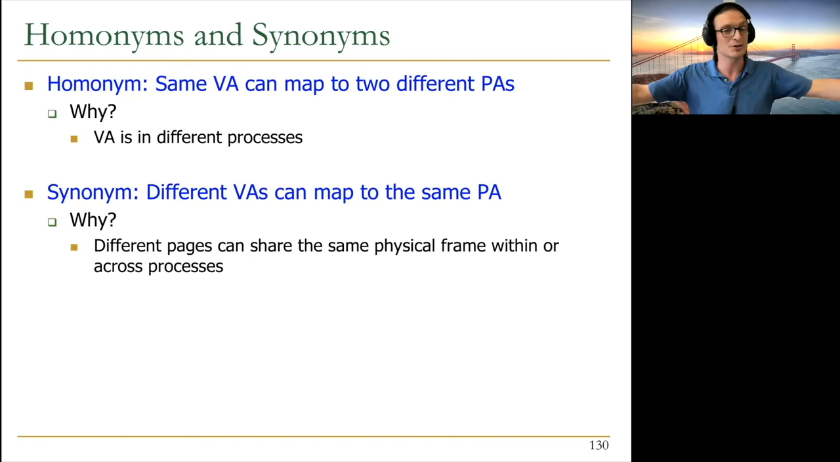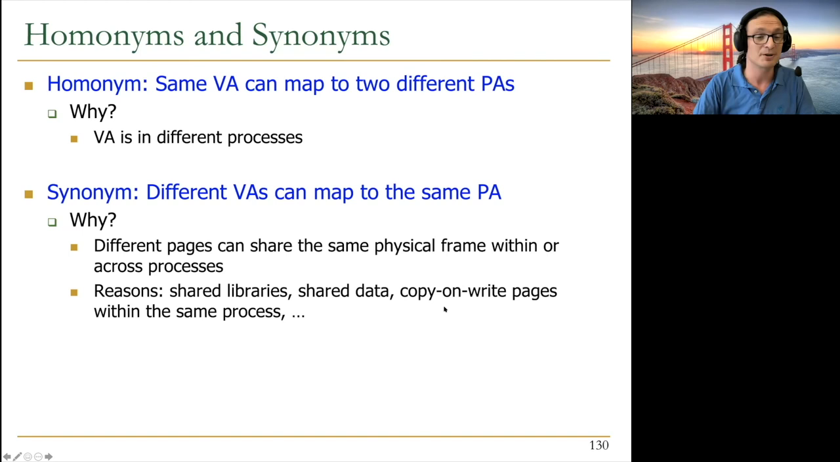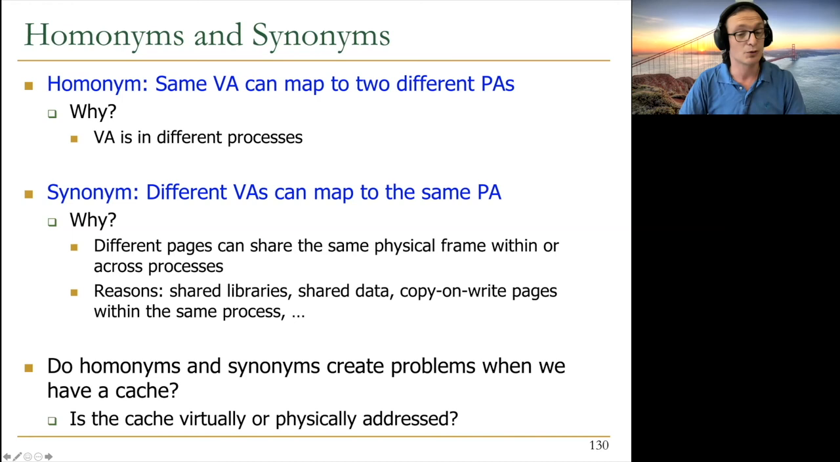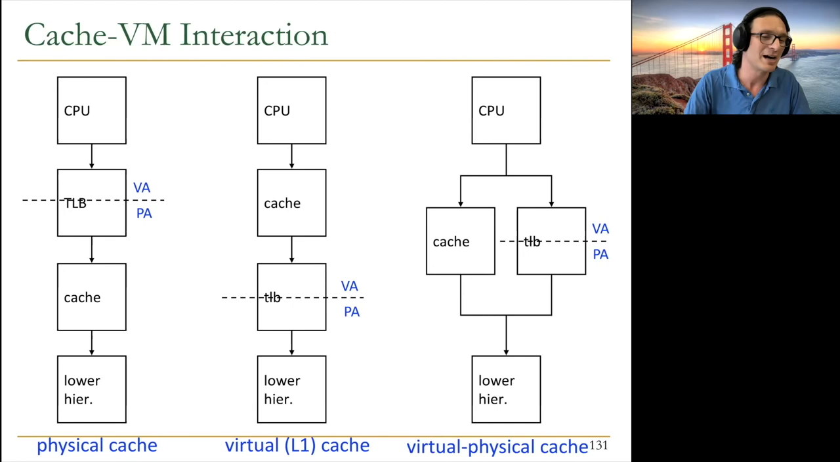And there could be many reasons. Shared libraries, shared data, copy and write pages within the same process, files that are mapped. That's part of shared data, actually. And then the question is, do homonyms and synonyms create problems when we have a cache? And is the cache virtually or physically addressed becomes a very relevant question over here. And there are ways of solving the synonym problems also. I'm not going to go into detail. I have some backup slides for this, but I would like you to think about it if you're interested in this. So there are three ways of designing the first level cache.